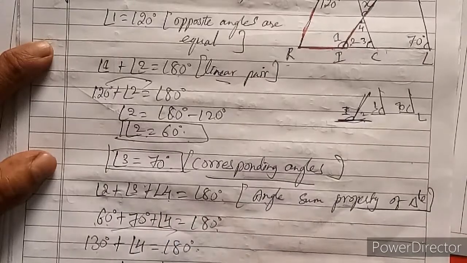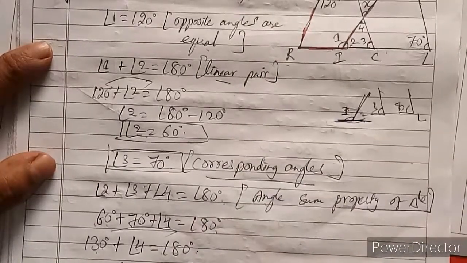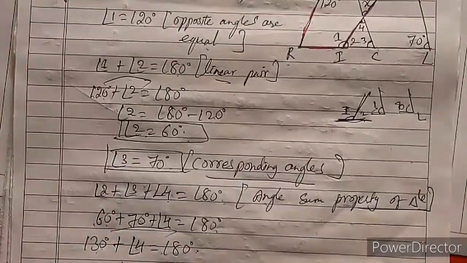If I transpose the plus 130 to the other side, it becomes a minus sign. Angle 4 is equal to 180 minus 130. So what did we get? Angle 4 is 50 degrees.